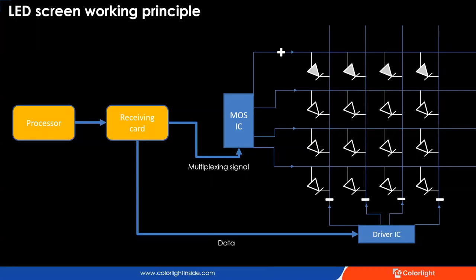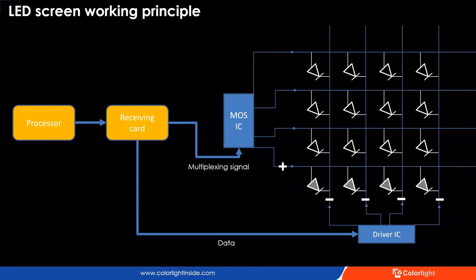In the same way, we can illuminate one row at a time from the top towards the bottom in this matrix. It starts from the first row, then the second row, and the third row, and then the fourth row.